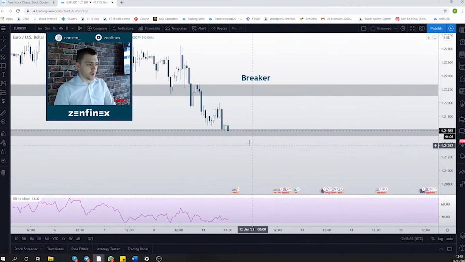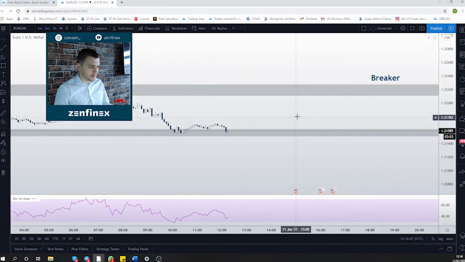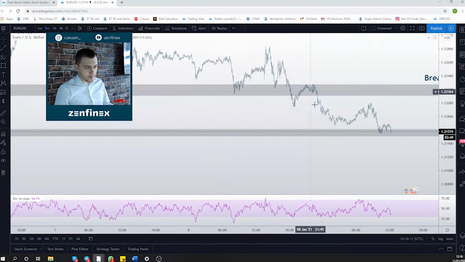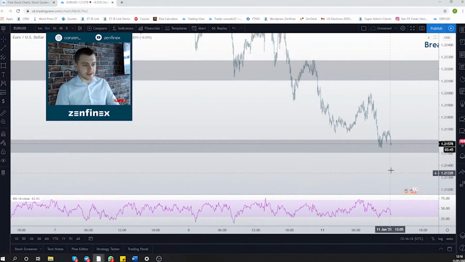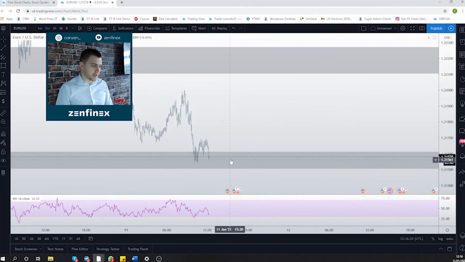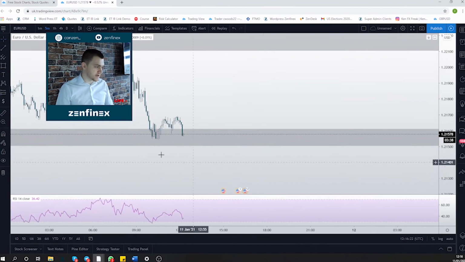The only thing I would be cautious of is we aren't really breaking structure. If you look here, we are making lower highs and lower lows, so that would be something I would be cautious of. You are kind of trying to catch a falling knife really in that respect. If I go down to the 5-minute chart, it's a similar story. We are in a bit of a downtrend. So when we're in these areas of interest, what I'm looking for is a break of structure to the upside.